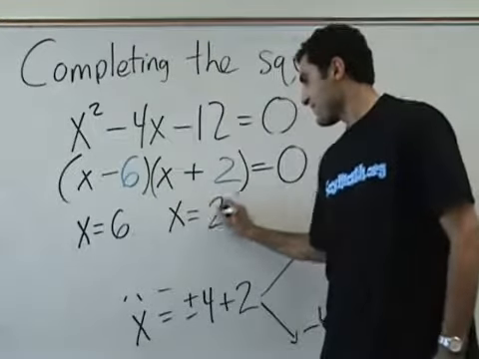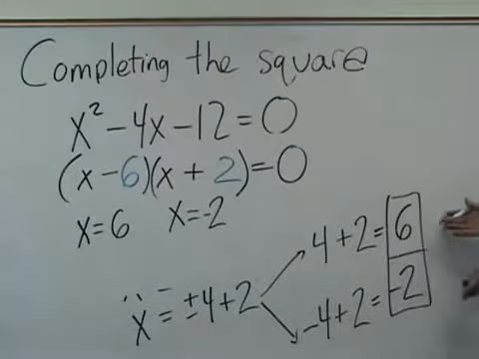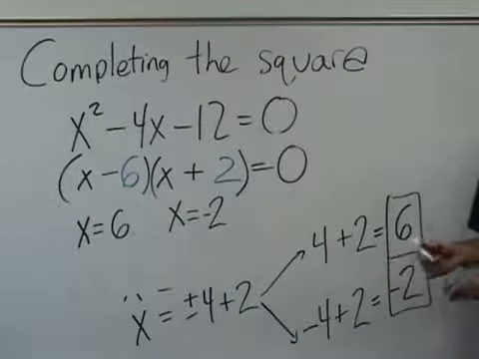Equals negative 2. That's so much easier. Here you go: 6 and negative 2, right here. But if they factor, you don't have to.